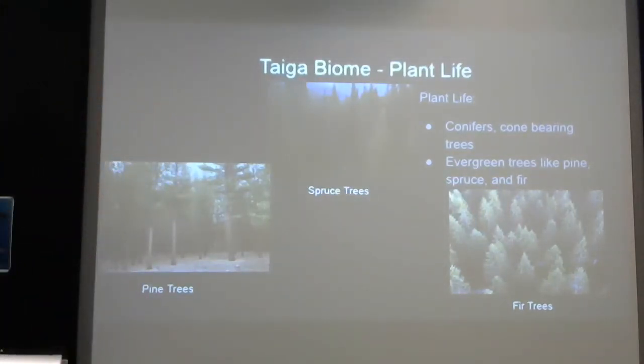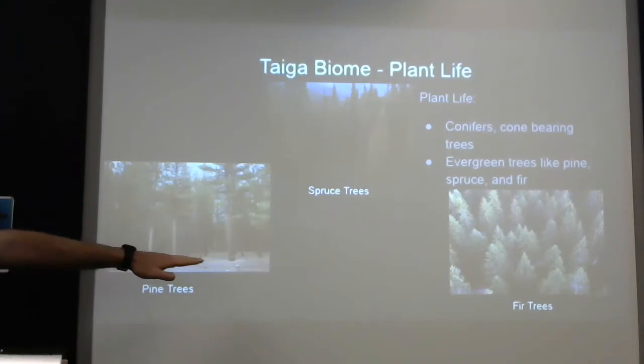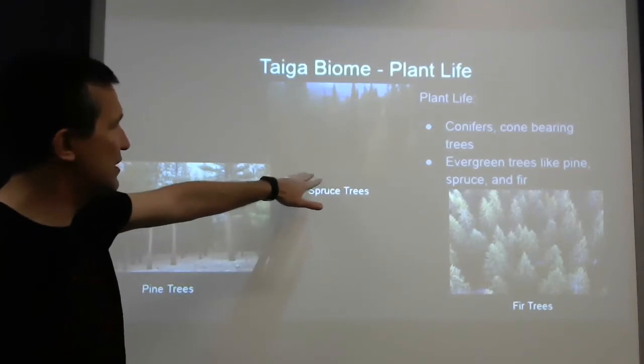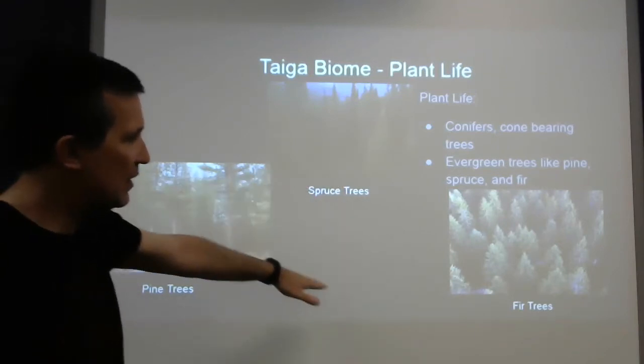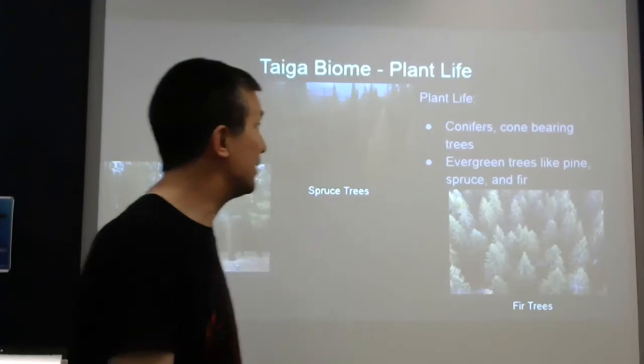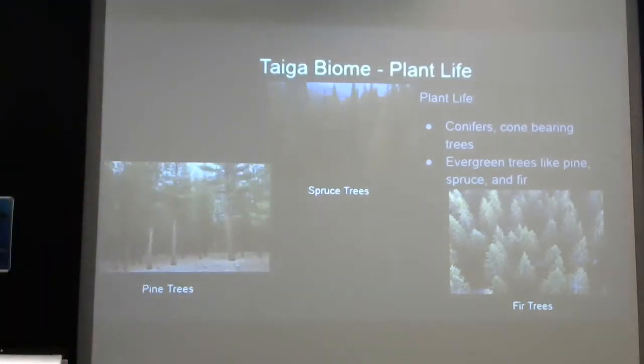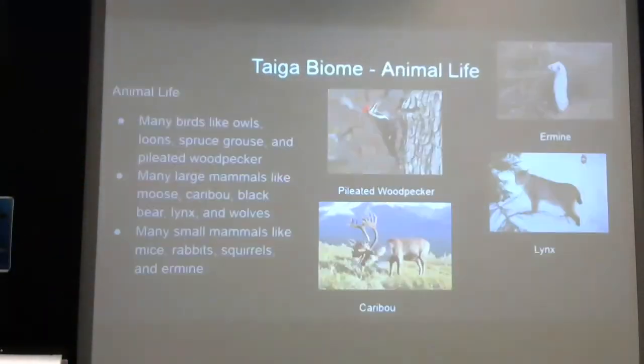If you notice, I included several pictures. Here you see a picture of pine trees. These happen to be mostly red pine. Here are some different spruce trees that you see in the mountain area. And here you see fir trees. So you can even think of Christmas trees, which grow very well in the taiga biome.